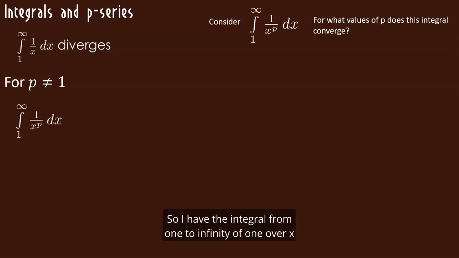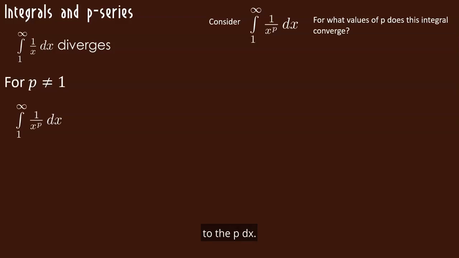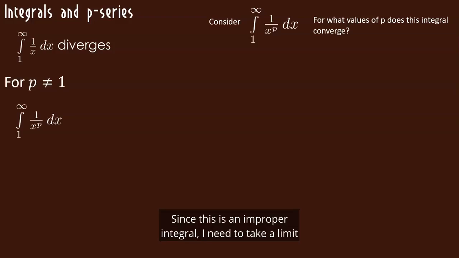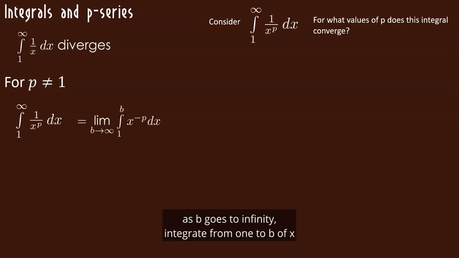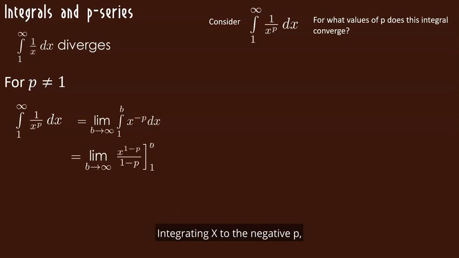So I have the integral from 1 to infinity of 1 over x to the p dx. Since this is an improper integral, I need to take a limit as b goes to infinity, integrate from 1 to b of x to the negative p dx. I wrote it as x to the negative p to make integrating easier in the next step. Integrating x to the negative p, I add 1, divide by what I get. So I get x to the 1 minus p over 1 minus p. Limit as b goes to infinity, that's taken from 1 to b.